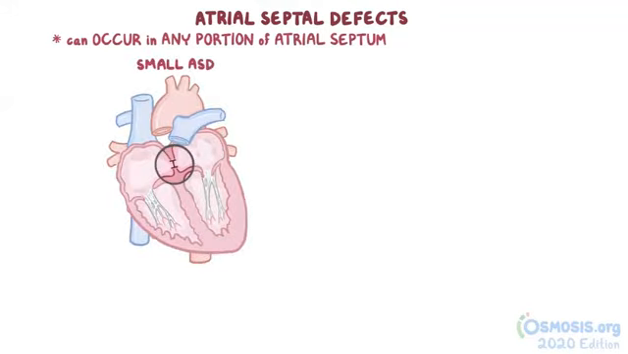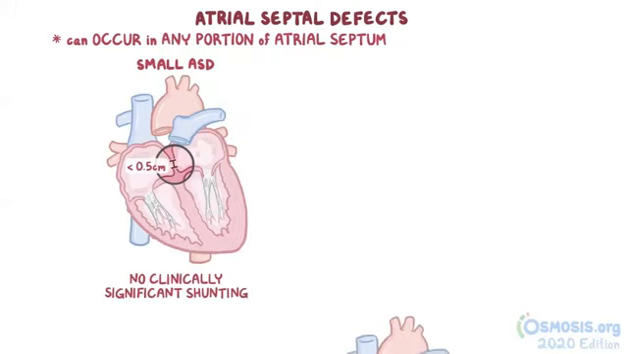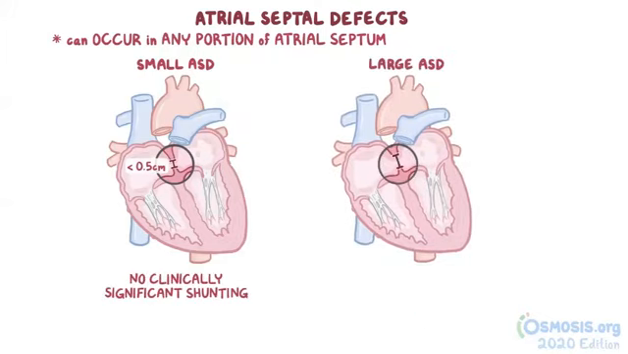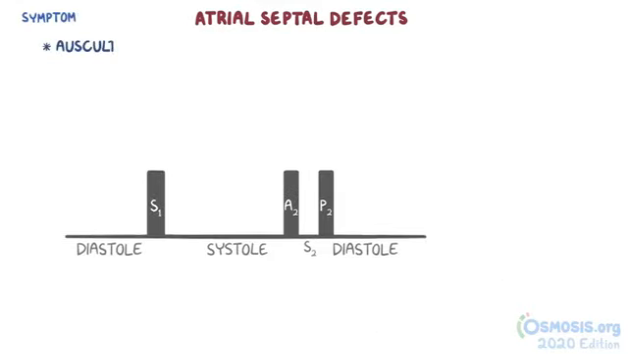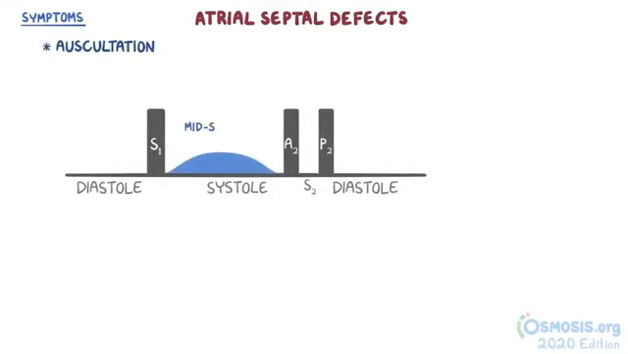Next, atrial septal defects can occur in any portion of the atrial septum. A small defect is less than 0.5 centimeters in diameter and is associated with no clinically significant shunting of the blood, whereas a sizable defect is usually larger than 2 centimeters in diameter and can associate a large shunt and substantial hemodynamic consequences.